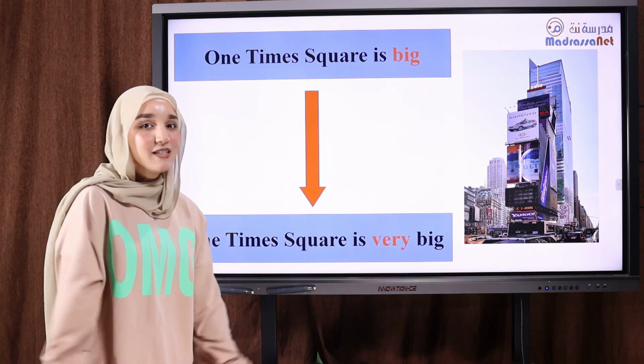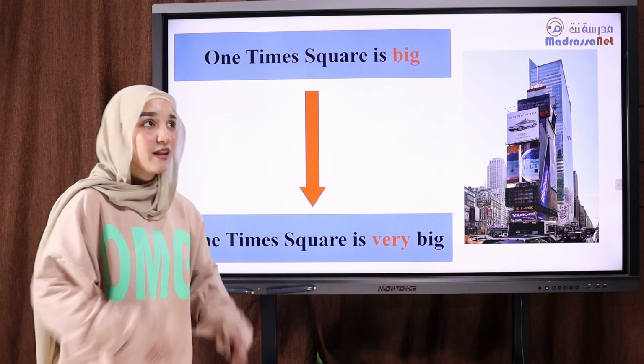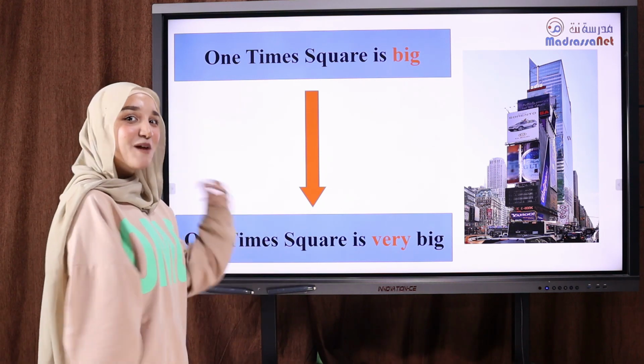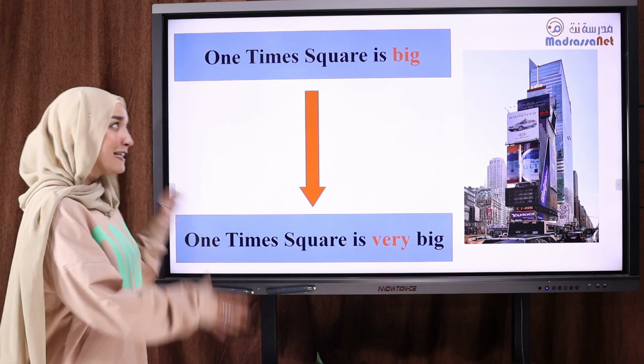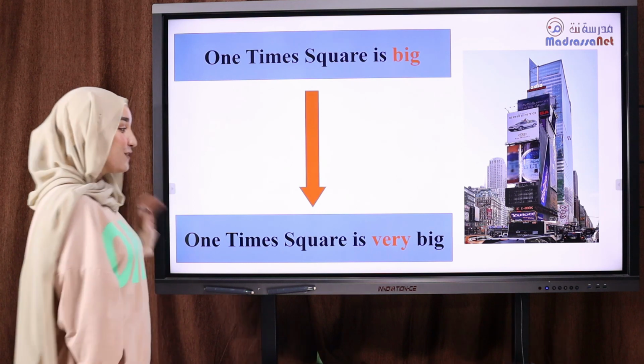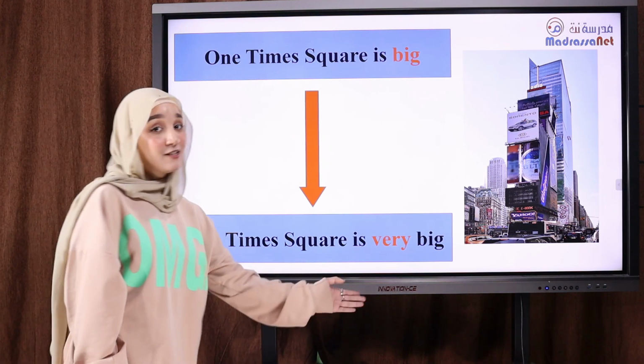You can just say it's very big with an exclamation like, oh my God, it's very big. Remember the example earlier? This TV is very big. So One Times Square is very big.